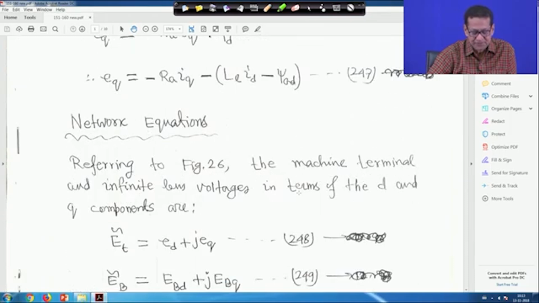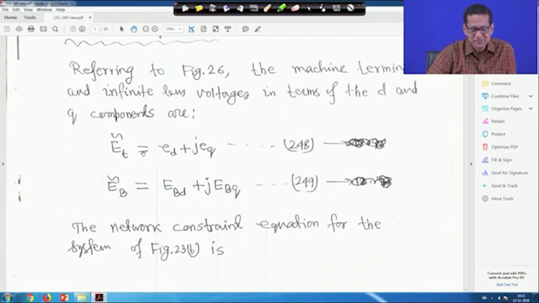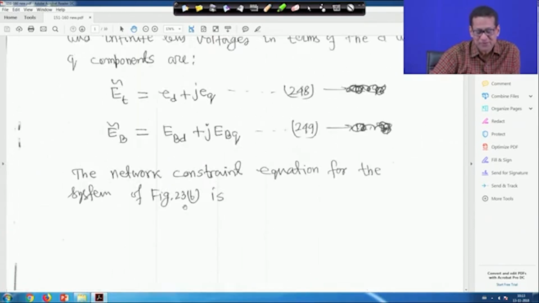Now referring to figure 26, the machine terminal and infinite bus voltage in terms of the d and q axis components are, as we have seen in figure 26, ET tilde is ED plus jEQ, this is 248, and EB has two components, direct axis and quadrature axis, so it is EBD plus jEBQ. Please go back to figure 26 and you can easily see this. Therefore, the network constraint equation for the system of figure 23b is ET tilde is equal to EB plus RE plus jXE times IT.